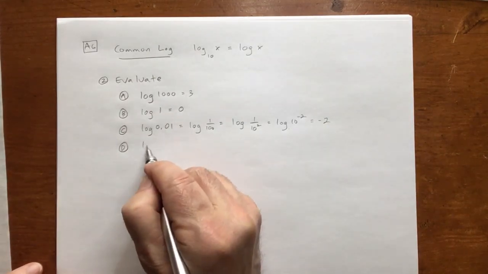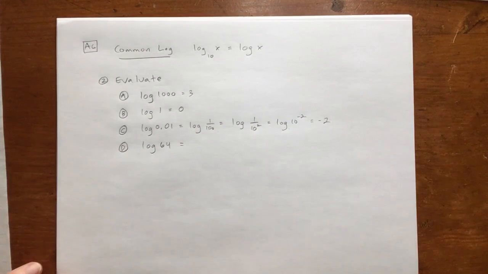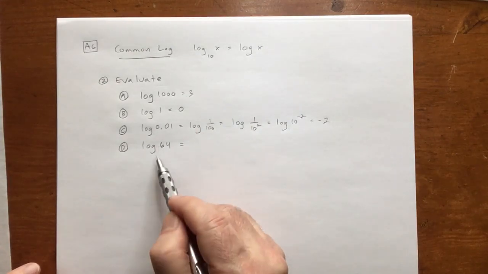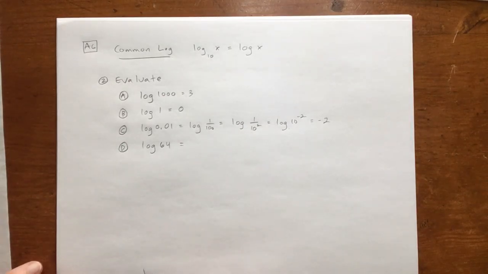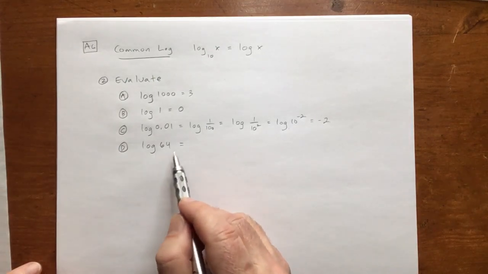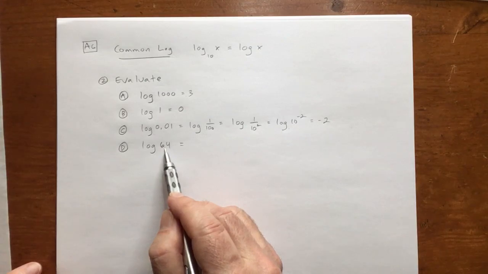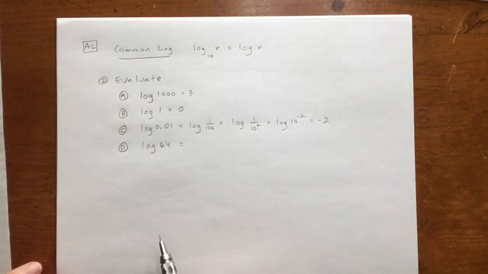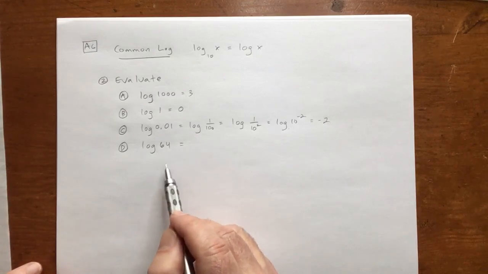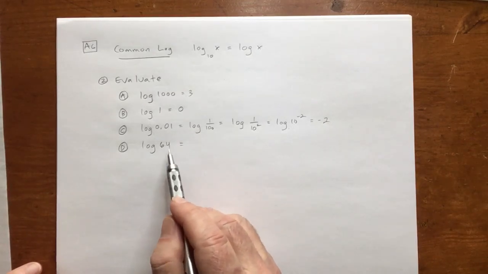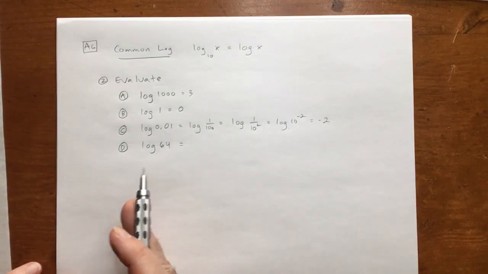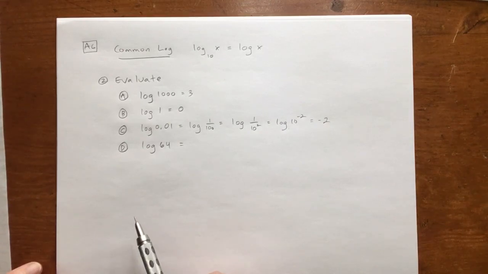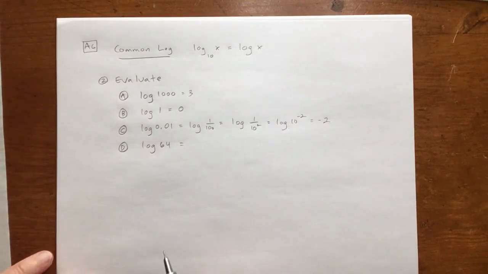Okay, how do we do this? Log of 64. So think about it. This is saying 10 to what power equals 64? And that's hard to think about. We can make a guess. Since 10 to the first is 10, this has to be bigger than 1. Since 10 squared is 100, this has to be smaller than 2. So the answer has to lie somewhere between 1 and 2. And if I said 100, I meant 2.